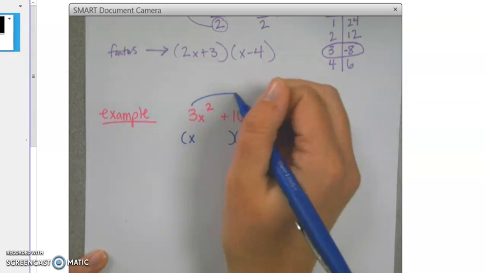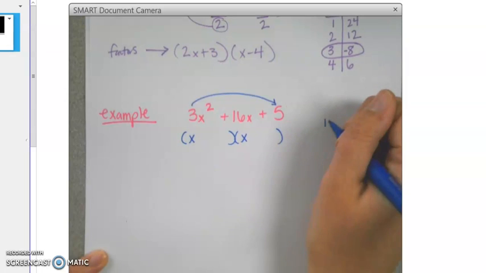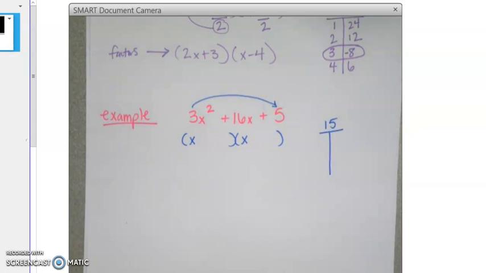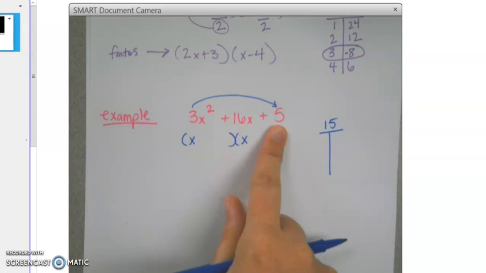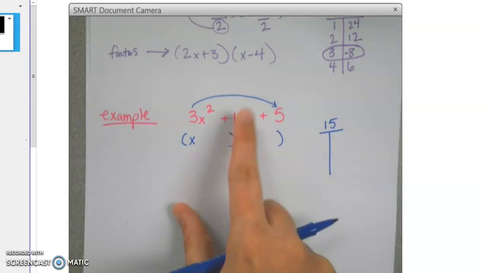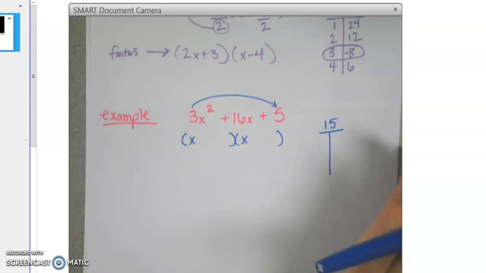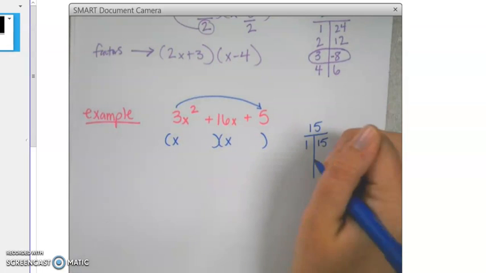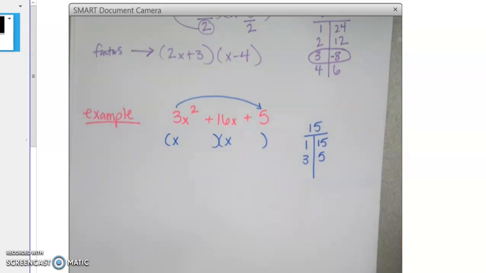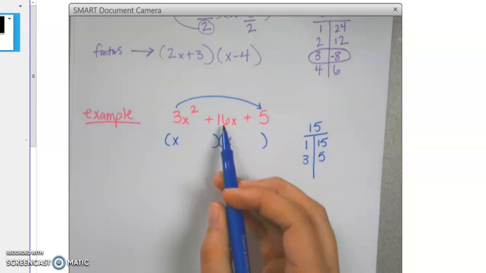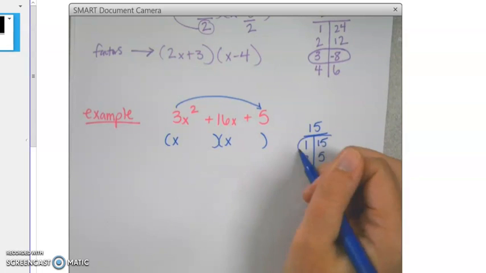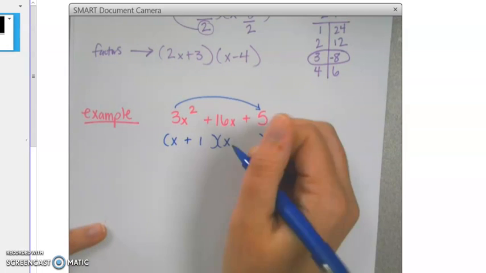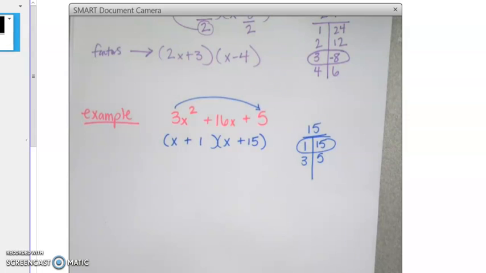We're going to multiply 3 times 5 and get 15. So now we're finding factors of 15, not factors of 5. There are no factors of 5 to begin with anyway, so no factors of 5 could make 16. It's just 5 and 1. So factors of 15, I have 1 and 15, and I have 3 and 5. Which of these would make a positive 16? That would be 1 and 15, which means I end up with x plus 1 and x plus 15.